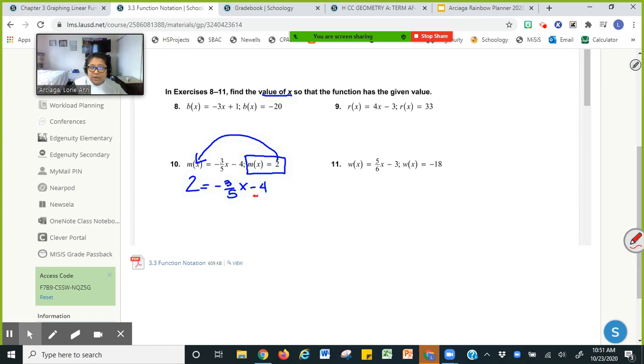So add 4 here, right? And then you're going to add 4 to the 2. That's great, Christian. So then we get a 6 equals negative 3 over 5. These two are like gone, right? That's boom, 0. Okay. Oh, now we have a fraction. What do we do with that fraction?